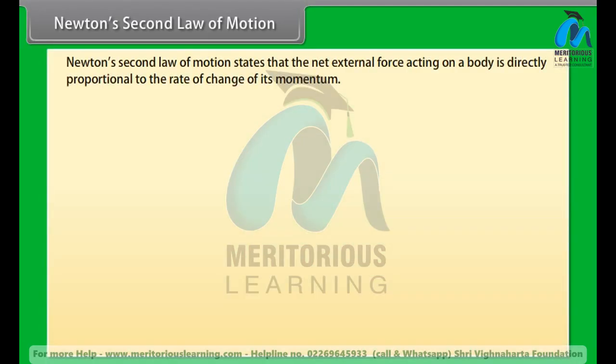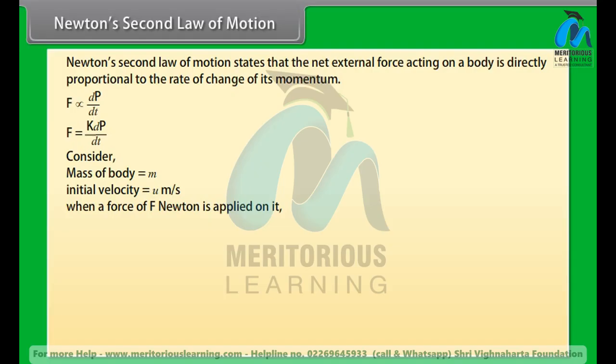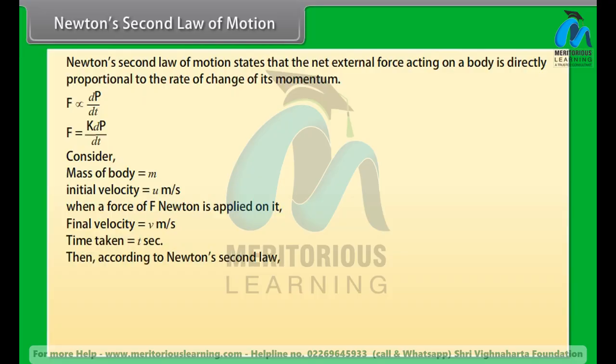Newton's second law of motion states that the net external force acting on a body is directly proportional to the rate of change of its momentum. Its equation is given as follows. Consider a body of mass m initially moving with a velocity of u meter per second. When a force of F Newton is applied on it, its velocity becomes v meter per second after a time of t seconds. Then, according to Newton's second law, F is equal to (mv minus mu) divided by t. F is equal to ma, where a is the acceleration produced in the body.